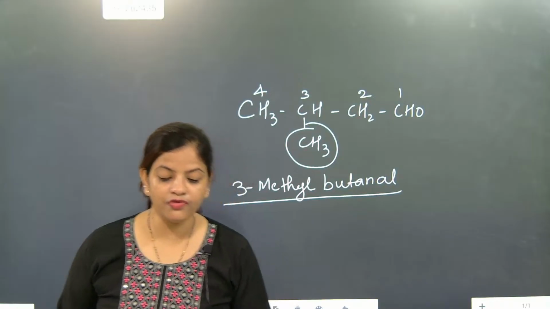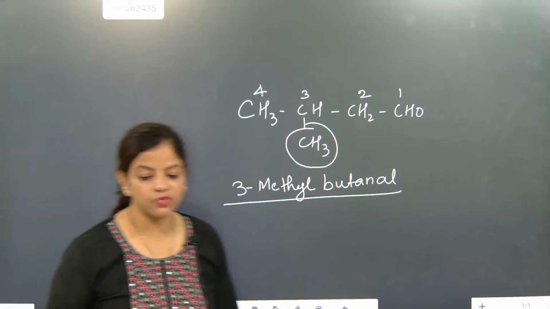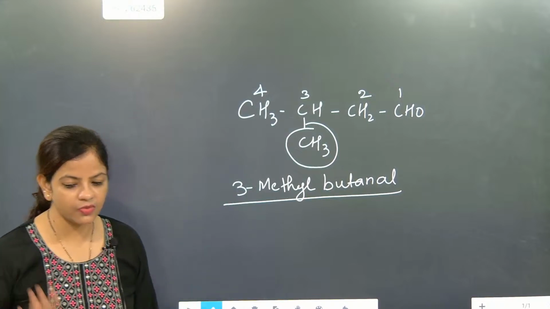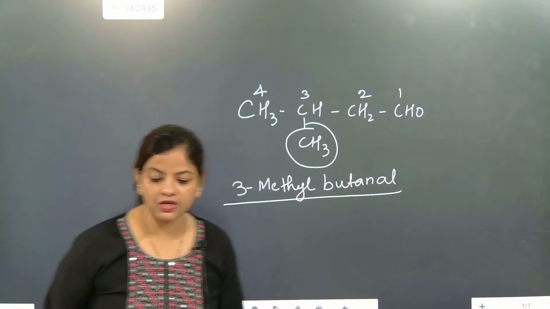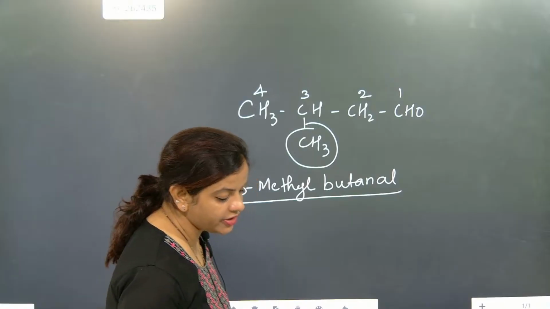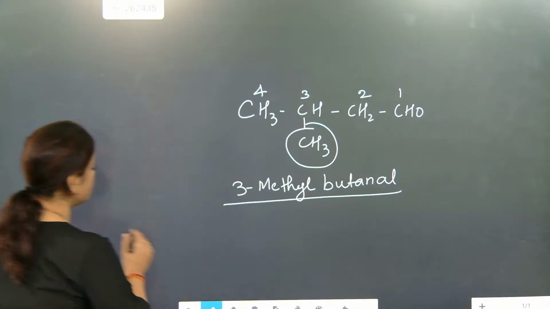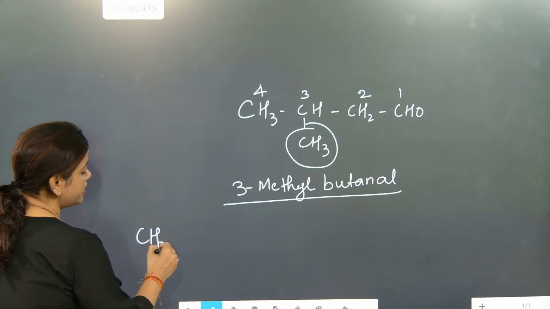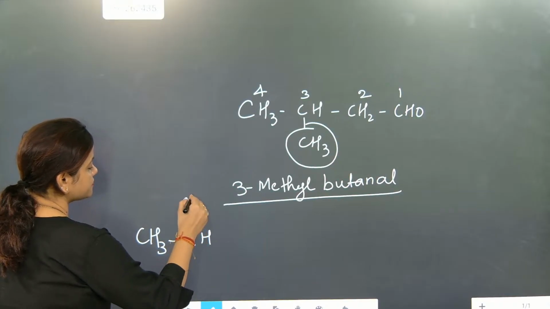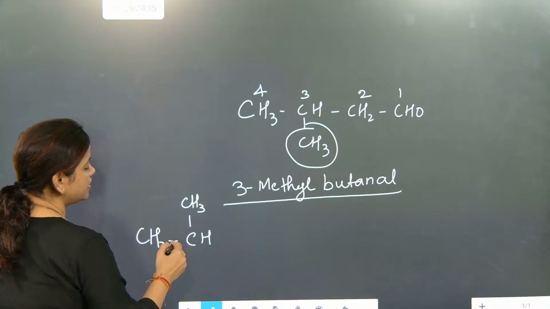So now we will go for the next one. This is called 3 methyl butanal, that is one part. Now we will be going on. Absolutely correct, Maniveda. Again, some children are not online right now. So now we will go for the next one. Get ready for it. CH3, CH, CH3.